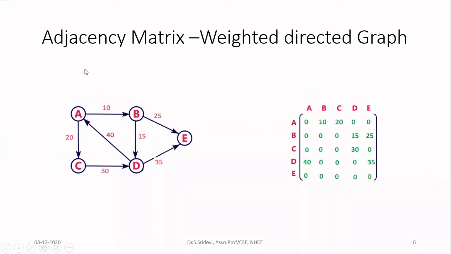Now, if you go for the adjacency matrix representation of the weighted directed graph, it is similar to the unweighted directed graph, but instead of writing 1, we will write the weight. Wherever you have an outgoing edge, in that particular column you should write the weight value now. So let us consider node A. Node A now has 2 outgoing edges. One is to B, another is to C. In B, you should write the weight as 10, and in C, you should write the weight as 20. So in row A, under the column B, I am writing 10. Under the column C, I am writing 20.